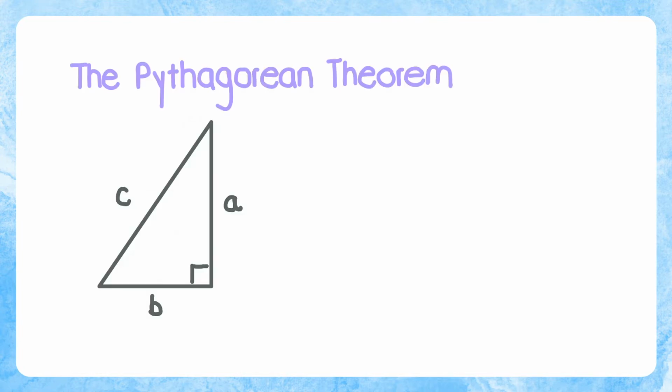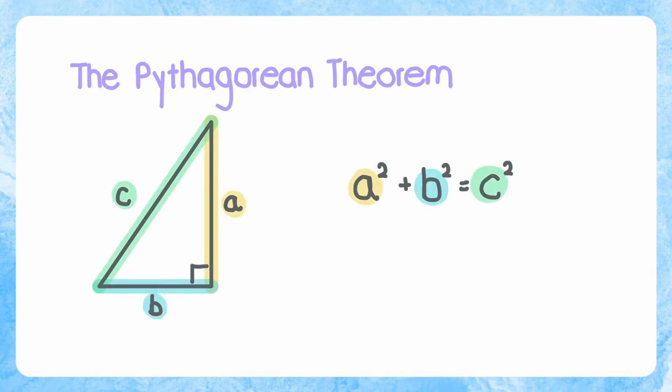Before we look at examples, let's quickly review the Pythagorean theorem. So say we have a right triangle with the legs A and B and the hypotenuse C. The Pythagorean theorem states that A squared plus B squared equals C squared. The sum of the two legs squared equals the hypotenuse squared.